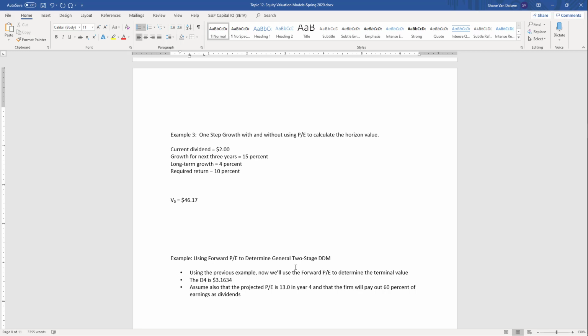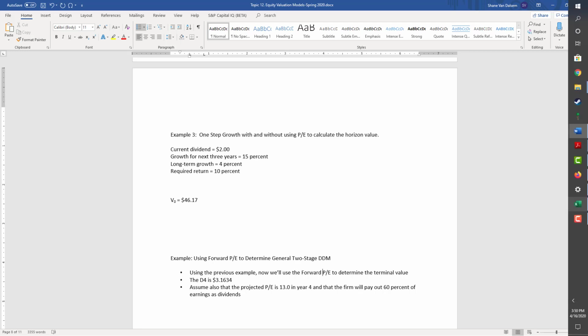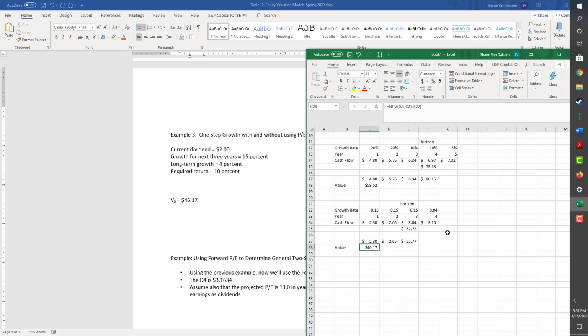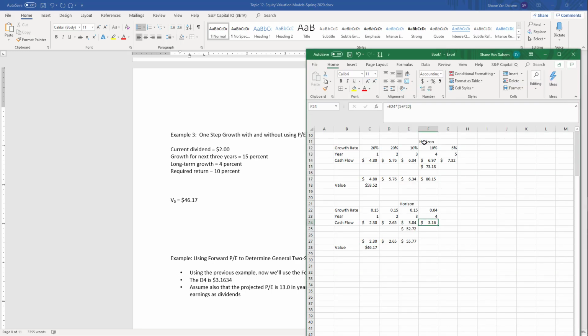So using the previous example, we'll use the forward PE to determine the terminal value. The D4, the dividend at time 4, is $3.1634. So I'm going to go out here, and that's actually the case with our last example. Okay, so that's not any different.